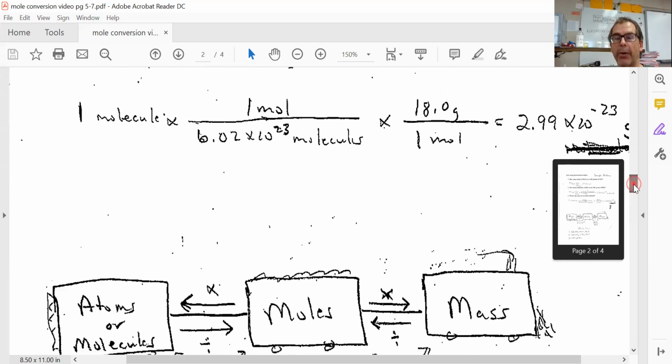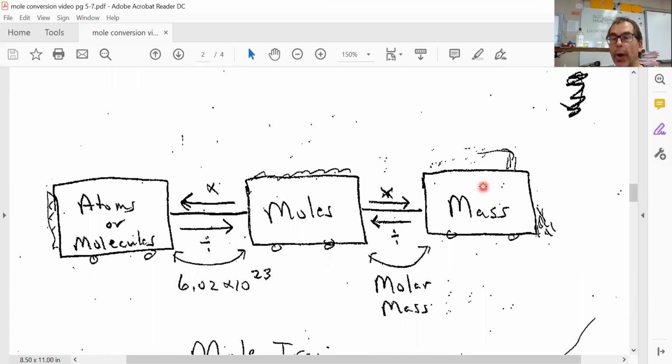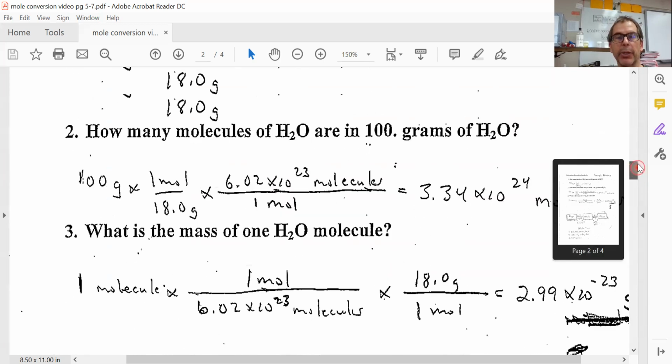So I'm just going to kind of model this. I know the grams. I know I have 100 grams. I'm trying to get to moles. So what does it tell me to do? It tells me to divide by the molar mass. So I'm going to take 100 divided by the molar mass of 18, and that's going to get me to moles. I'm going to model this showing dimensional analysis.